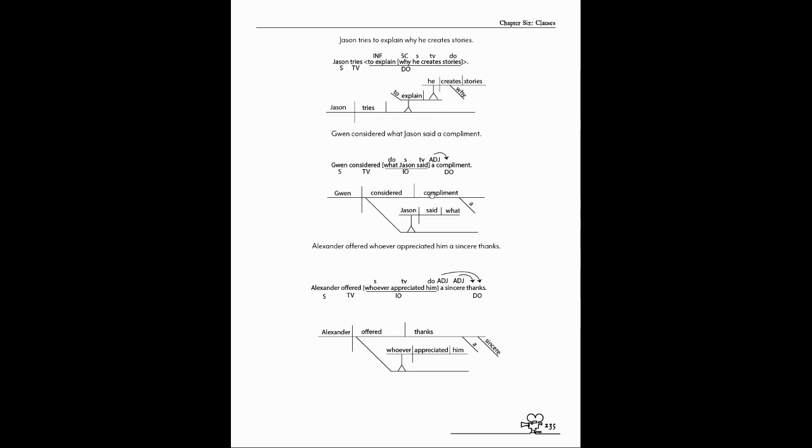Gwen considered complement, and then this is my indirect object, right? Jason said, what? So we have Jason said, and then what is my direct object? And that whole thing is the indirect object. Noun clause acting as indirect. Alexander offered whoever appreciated him a thanks, so he offered the thanks. It was a thanks, a sincere thanks. And he offered it to whoever appreciated him. So that whole thing, indirect object down there.